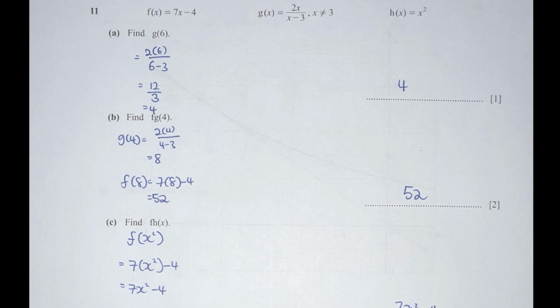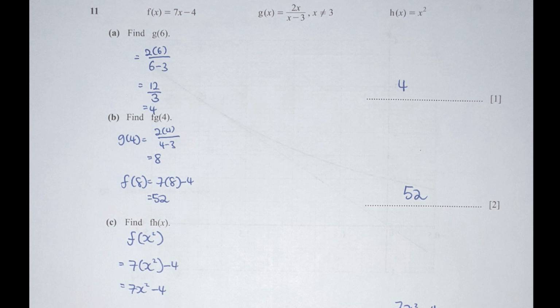As for question 11 here, finding function g(6). When x is 6, substitute it into 2 times 6 over 6 minus 3, and you will get 12 over 3. This answer will get you 4.